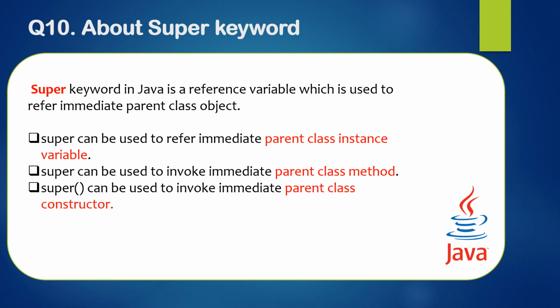Next question is about the super keyword. The super keyword in Java is a reference variable which is used to refer to the immediate parent class object, whereas the this keyword is used to refer to the current class object. Remember, this keyword is about the current class object, whereas super keyword is about the parent class object. Super can be used to refer to the immediate parent class instance variable, to invoke the immediate parent class method, and to invoke the immediate parent class constructor.